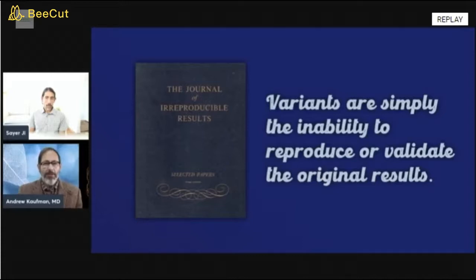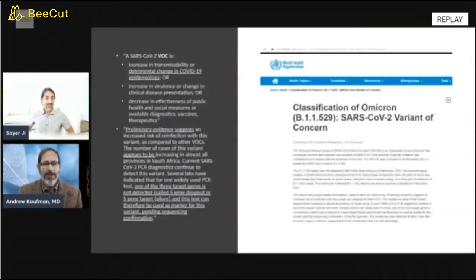Variants are simply the inability to reproduce or validate the original results, which are bogus in the first place. And this is a real journal. That's the journal that goes with the Ig Nobel Prize. Wow, I love it. So now we get to this Omicron thing. Here is the World Health Organization announcement, and notice the timing of this, because today is the 28th. This was published on the 26th, and it said the first reports of this variant are on the 24th. So this is basically published 2 days after the first report of this variant.